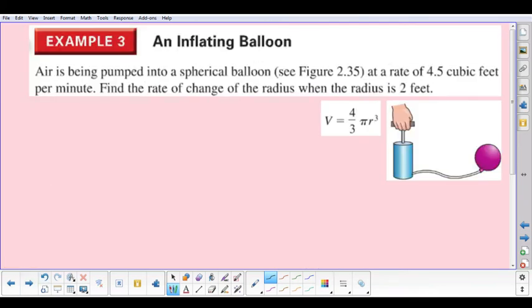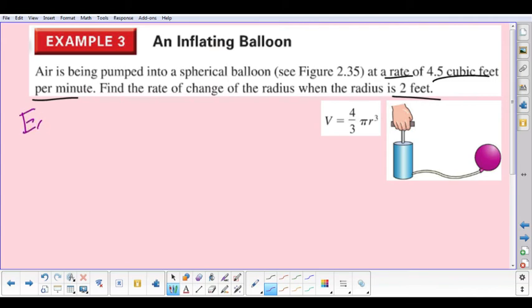Let's try another one. You're inflating a balloon this time, and the air is being pumped into a spherical balloon at a rate of 4.5 cubic feet per minute. And that's your rate. Find the rate of change of the radius when the radius is 2 feet. I've drawn the picture for you right now. You're pumping up the balloon.